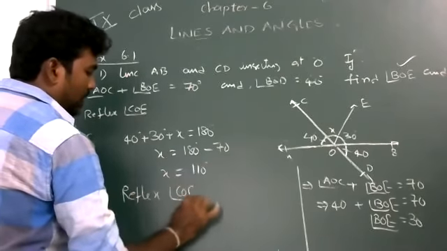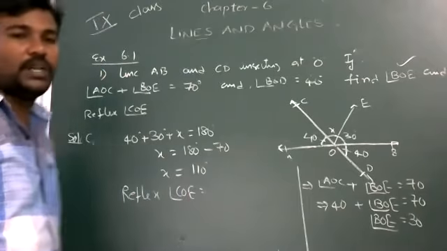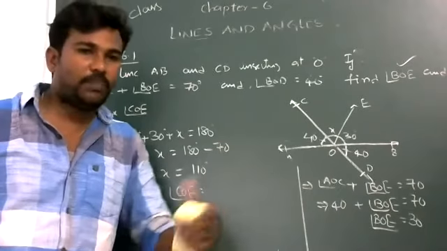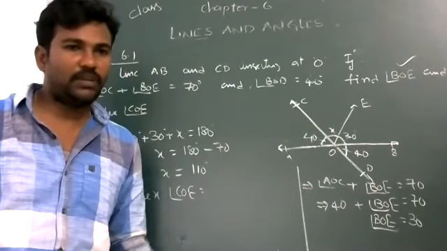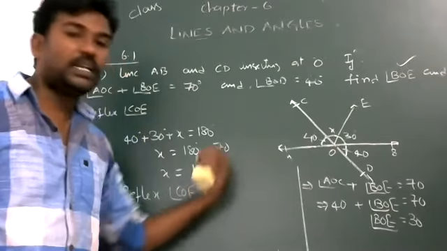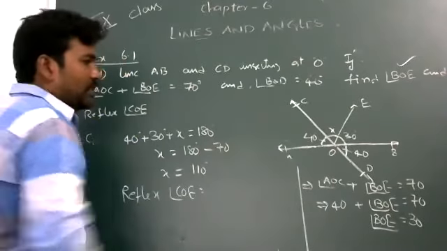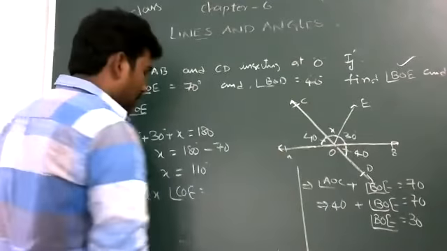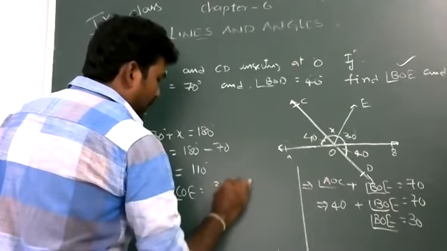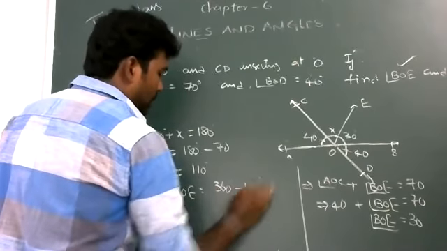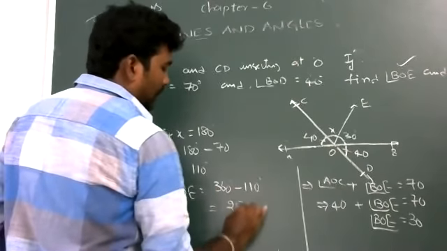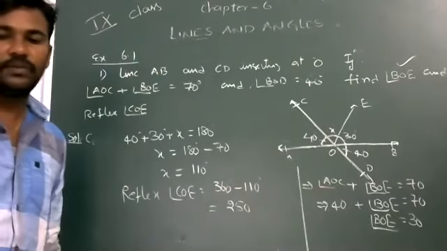Now the reflex angle of angle COE is equal to, reflex angle means nothing but you simply subtract from 360 degrees. Simply subtract 110 degrees from 360 degrees. That means you find the remaining angle. So 360 degrees minus 110 degrees is equal to 250 degrees.